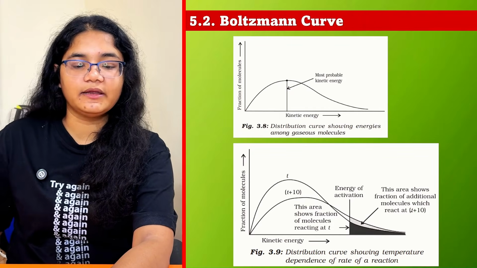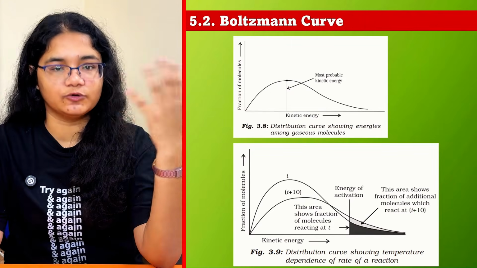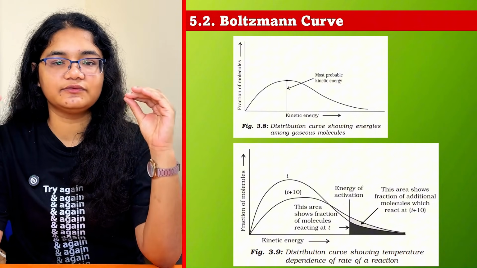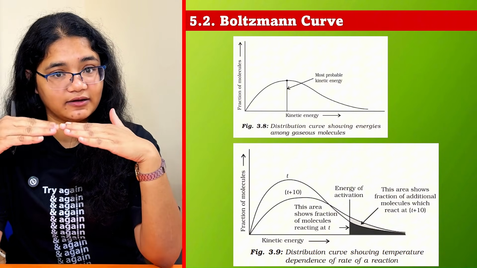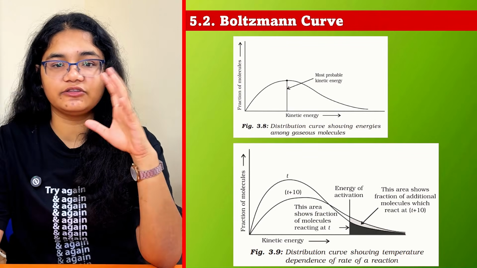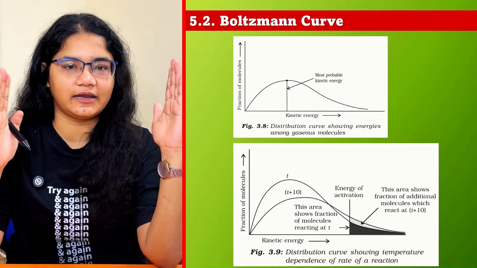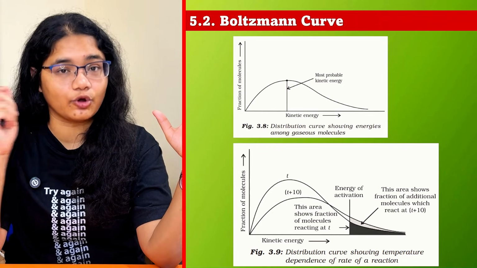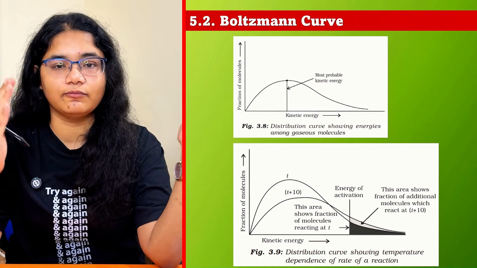Now coming to the Boltzmann curve. What is this Boltzmann curve and why are we studying it? We are studying this to understand why the rate of the reaction increases when we increase the temperature. We have understood that when we increase temperature, the rate of the reaction definitely increases, but what is the logic behind it? That is explained by the Boltzmann curve.